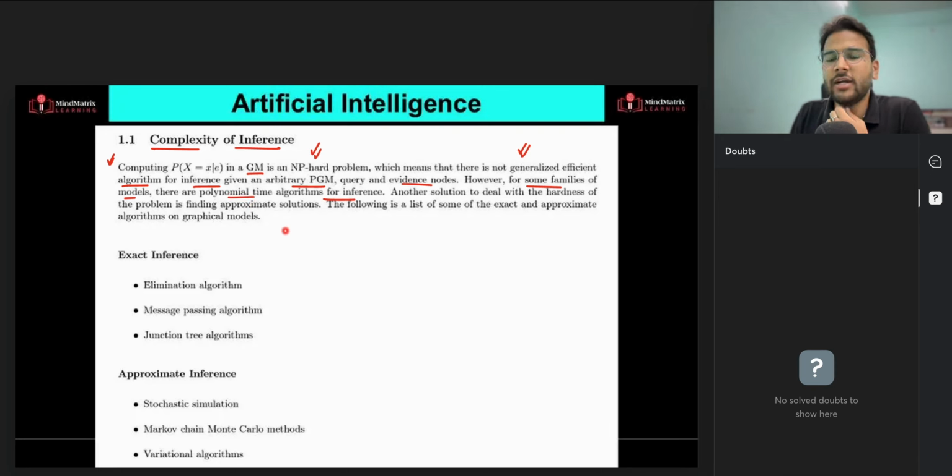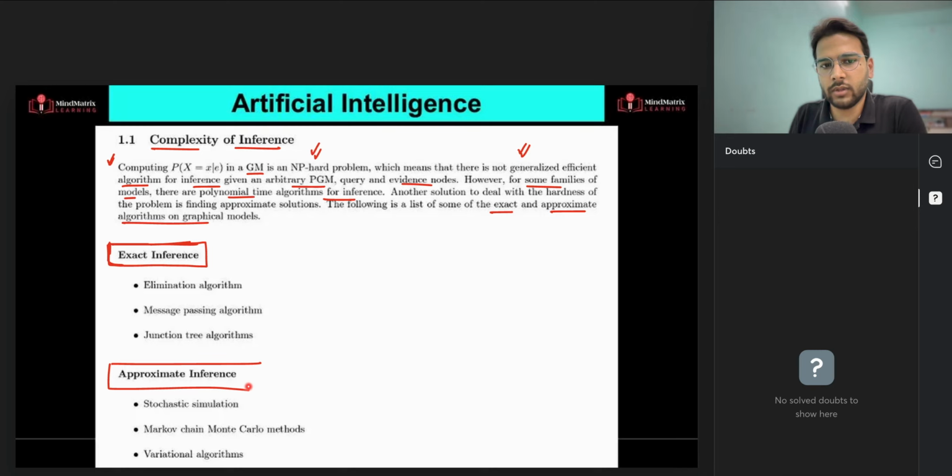So we basically divide probability inference into 2 parts. One is exact inference and the other is approximate inference. Exact inference is when you can find the exact probability distribution using certain algorithms, when it is possible to compute. But if it is not feasible to compute, then we use approximate inference. I'm just giving you the overview. We are not going into the algorithms as of now; that we will see in the next lecture.